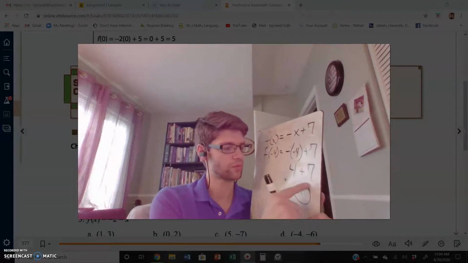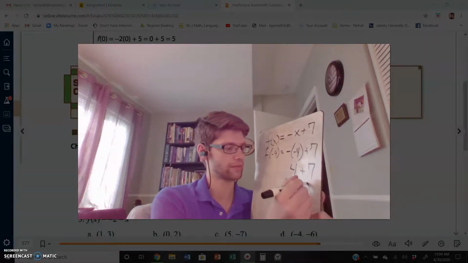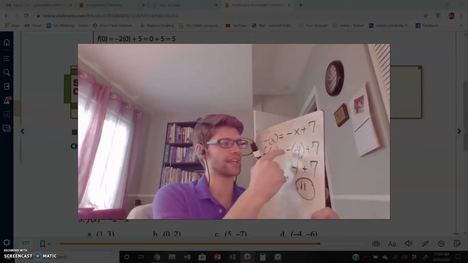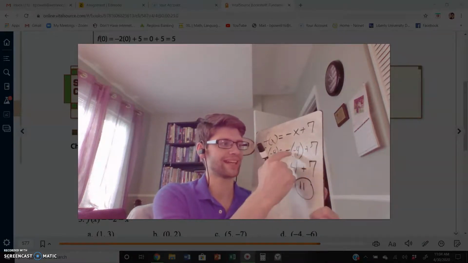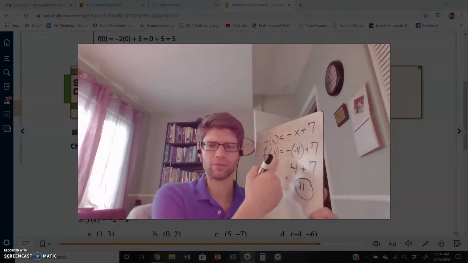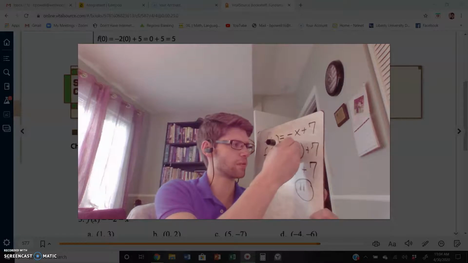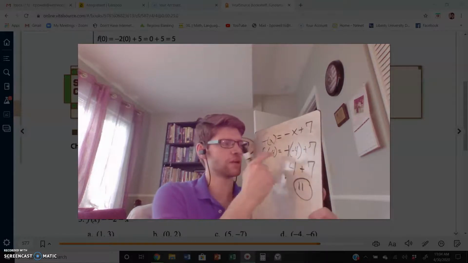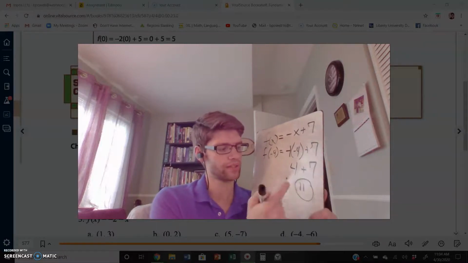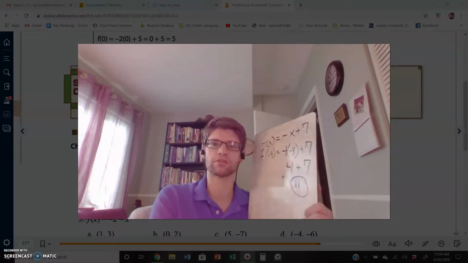Why? Because, let's not erase it. Because I plug in a -4 where I get an x. So it's -(-4) plus 7. A negative times a negative is a positive. You're like, why is that multiplication? Think of a 1 in front of here. -1 times a -4 is a positive 4. 4 plus 7 is 11. You should get an answer of 11.